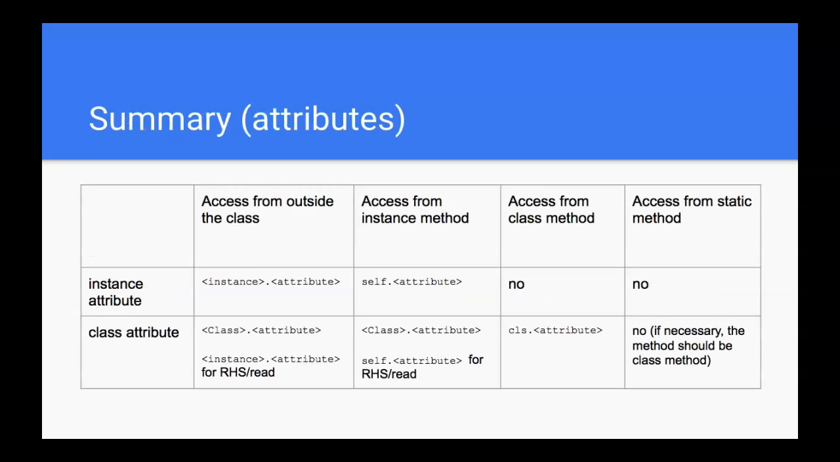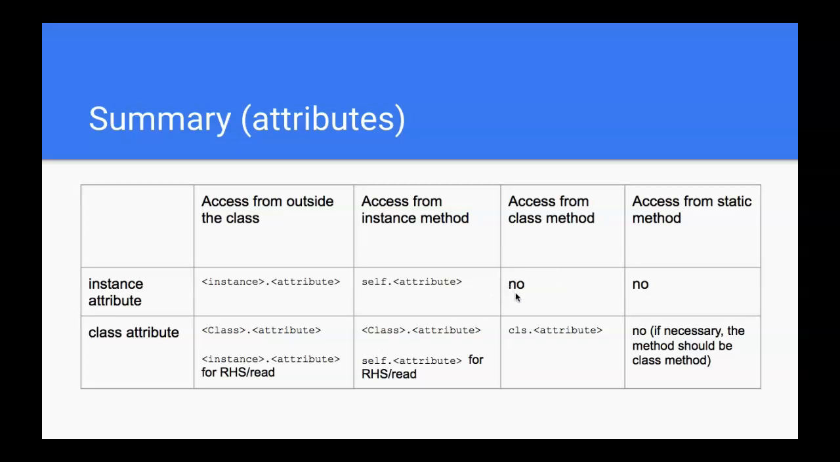Okay, so this is a summary of attributes and methods. We actually talked about quite a few of them, and if you create a matrix of them, it actually gets quite complicated. So I'm trying to summarize everything in this table and next. The way to read this table is, okay, for instance attributes, how do we access them from outside the class? Well, instance.attribute, right? There shouldn't be any surprise. How do we access instance attributes from instance methods? Well, self.attribute, right? We've seen that quite many times already.